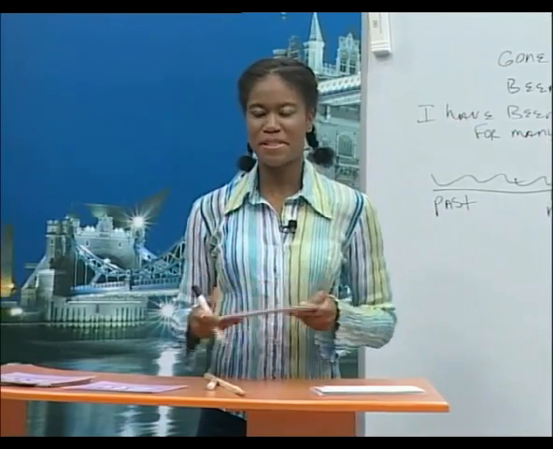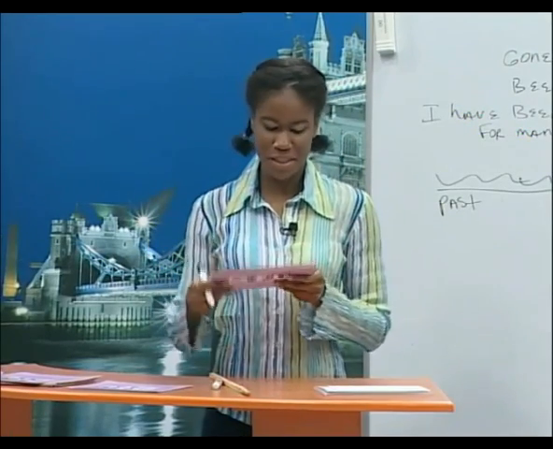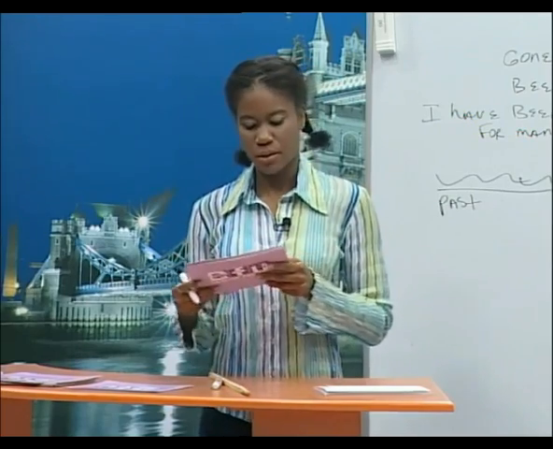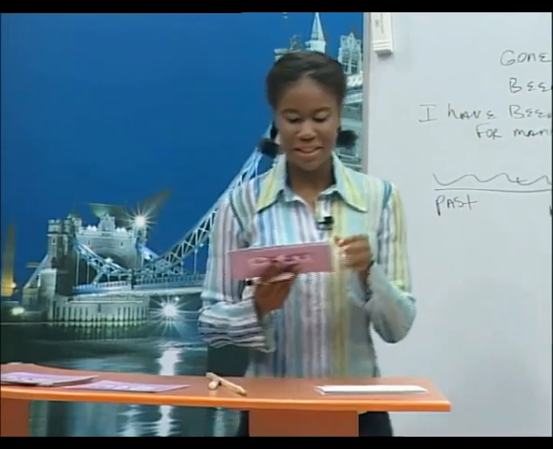Now, all of the verbs in the present perfect tense have a connection with the past. An action in the past has a result now. Okay, let's practice again. Make sure you all understand.